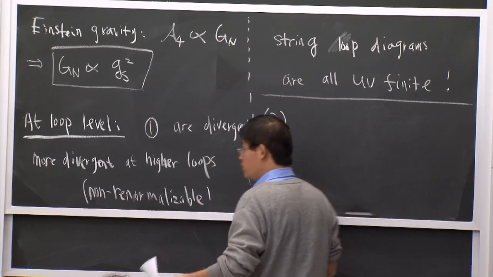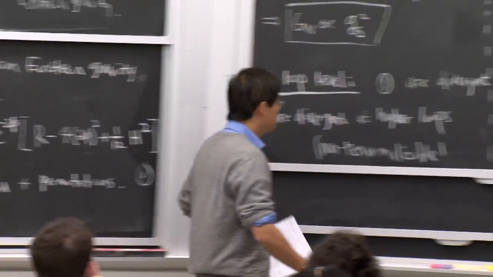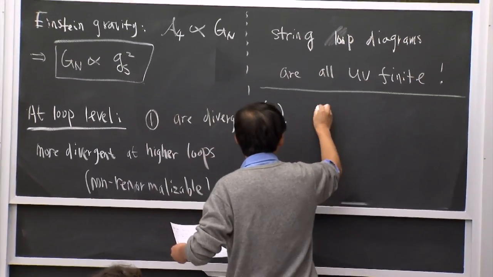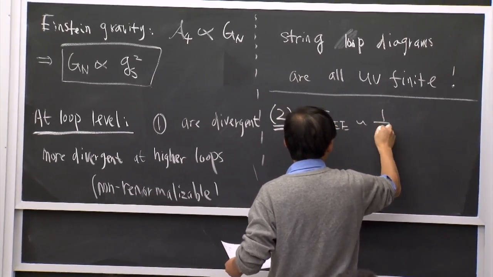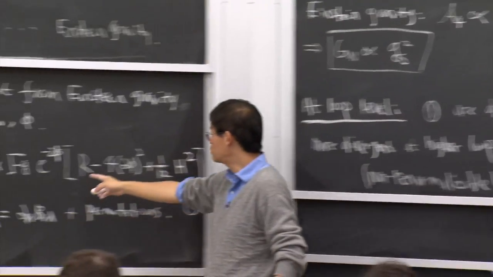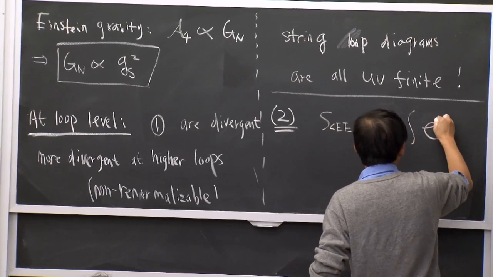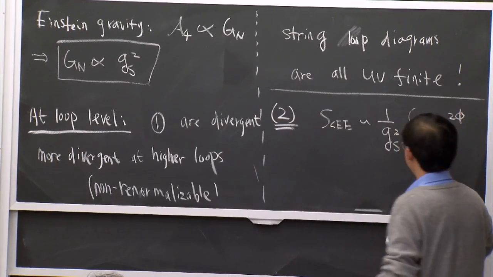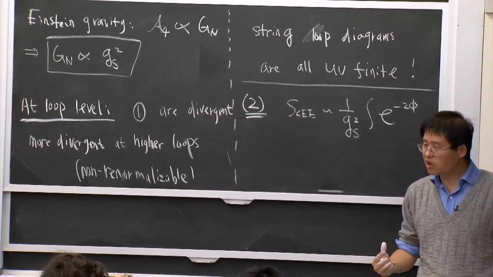Is that if you look at this non-energy effective action, so let me now write this G Newton as 1 over G string squared, then this has the structure proportional to 1 over G string squared times exponential minus 2 phi. Okay. So now there's a very important thing.